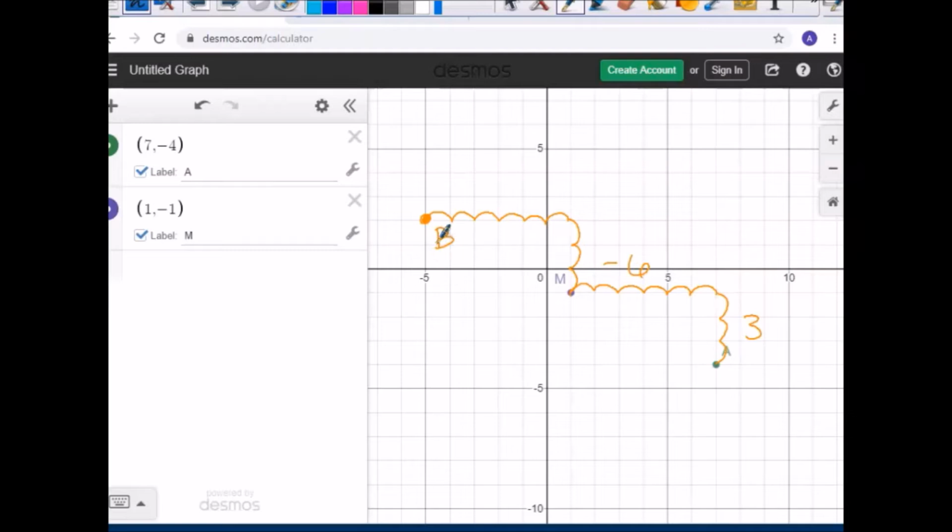And so we're going to use our mathematics and go, well, that's -5, and then going up 2. So my actual point for B is (-5, 2).